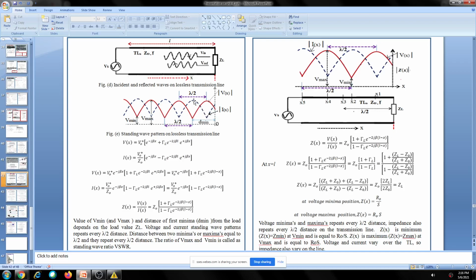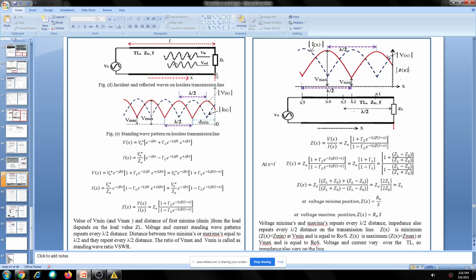Is a voltage variation, the magnitude of voltage. We were plotting the magnitude of I of x. I of x means it is an addition of reflected and incident waves; you take the magnitude of that. That is what we are observing here. Wherever current is minima, voltage maxima will be there. Where current is maxima, voltage minima will be there. So that repeats over a transmission line.